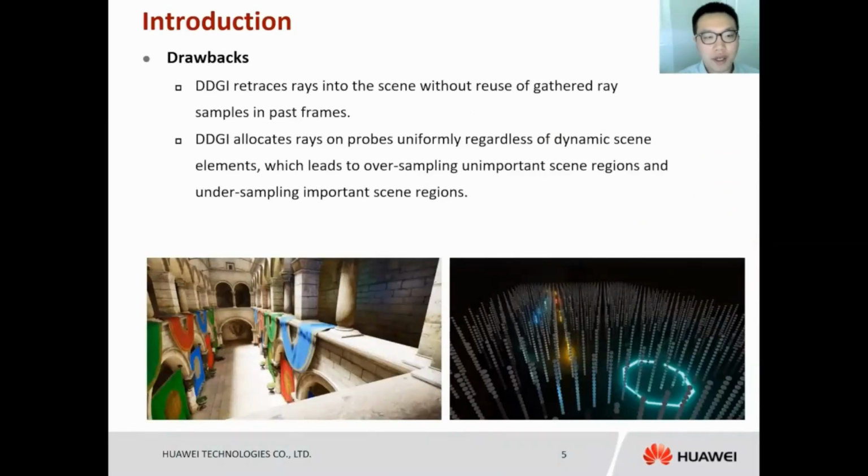The drawbacks with DDGI are, first of all, that it retraces rays into the scene without any reuse of gathered ray samples from past frames. Second, it allocates rays on the probes uniformly regardless of dynamic scene changes, which leads to oversampling unimportant scene regions and undersampling important scene regions. This is especially the case in the bottom right figures, where the scene might be static and yet there are tons of probes allocated in the scene. Reusing the past ray samples can provide a significant amount of savings in GPU time.